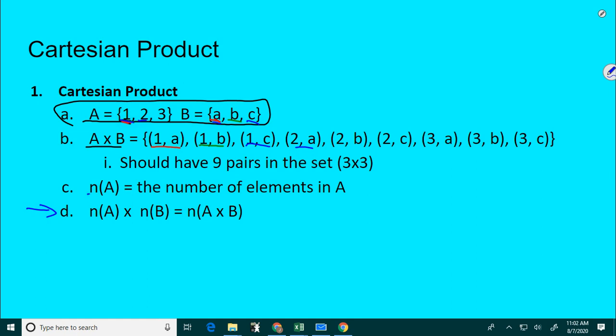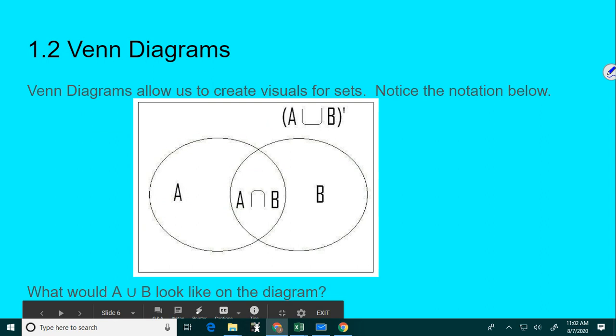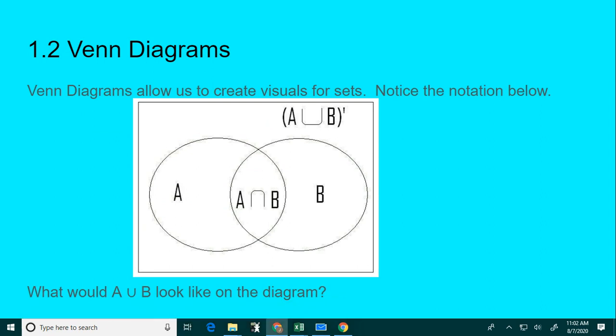All right, the little N just tells you, we're signifying how many elements are in that. So this is where if we had 3 elements in A, 3 elements in B, it tells me there's 9 elements in the Cartesian product. Okay, so next section will be on Venn diagrams, which should be familiar to you guys probably from some class. And that's what we will get into next week.